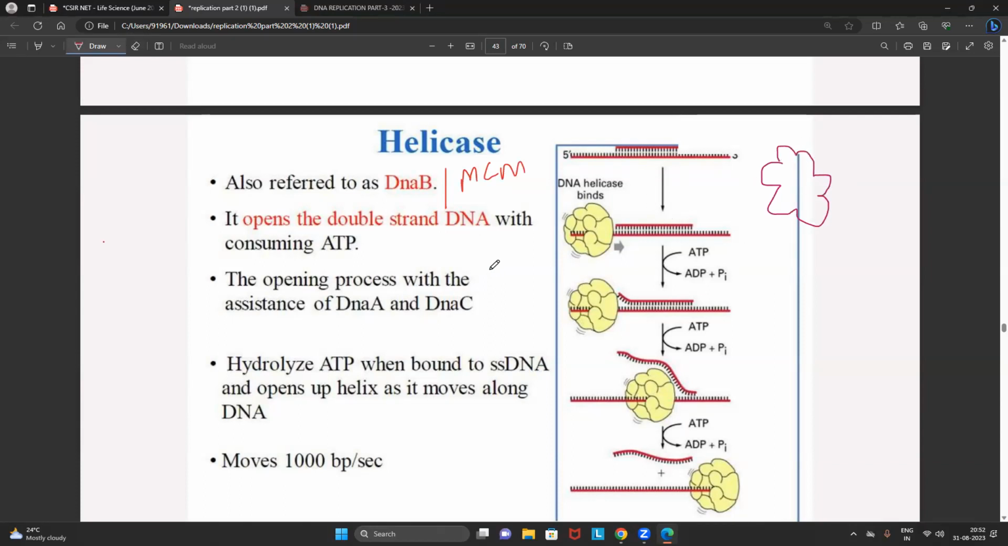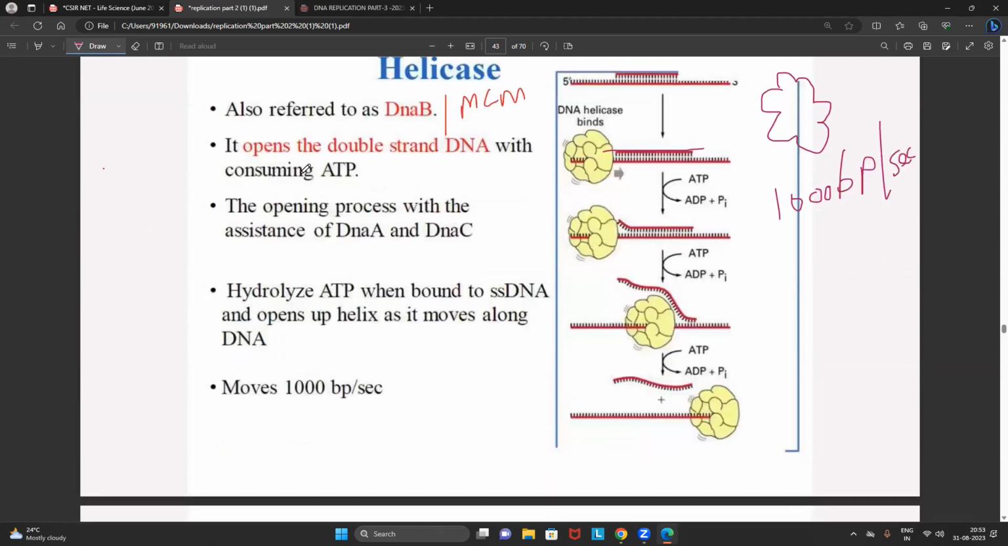It's like a wheel. Look into this. It keeps on moving very fast. You know how fast it will move? In just 1 second, it will break 1,000 base pairs, like a wheel. It keeps on moving. Now the question is crystal clear. If it wants to move very fast, it compulsorily requires energy. So that's why it is ATP dependent.